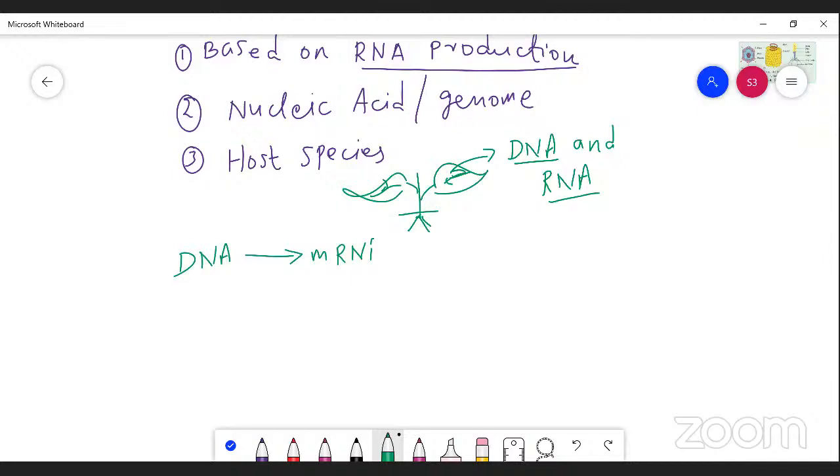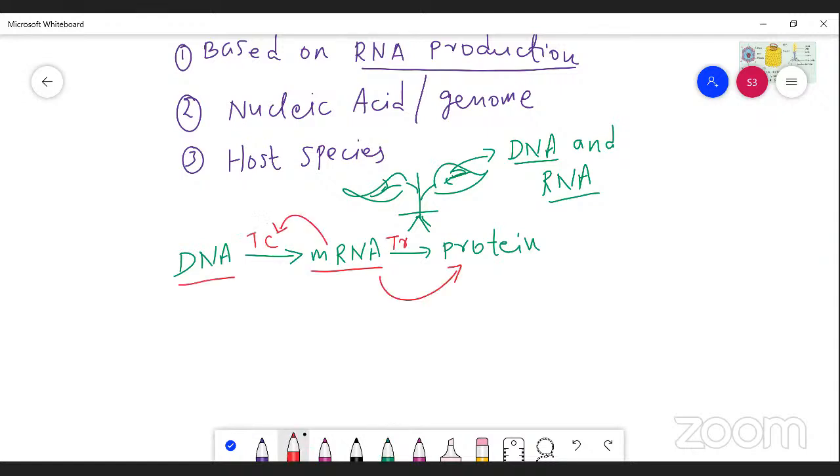So DNA is converted to mRNA. That process is also called transcription. The mRNA is then converted into protein. This process is called translation.